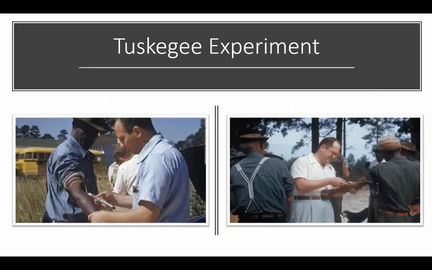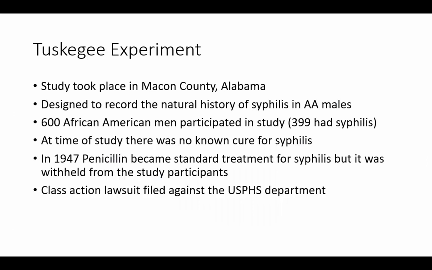Another example is the Tuskegee experiment. The Tuskegee experiment took place in Macon County, Alabama. In 1932, the Public Health Service was working with the Tuskegee Institute, and they began studying to record the natural history of syphilis in the hopes of justifying treatment programs for African Americans, or blacks. It was called the Tuskegee Study of Untreated Syphilis in the Negro Male at the time.